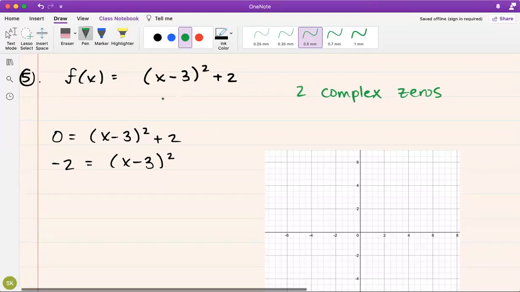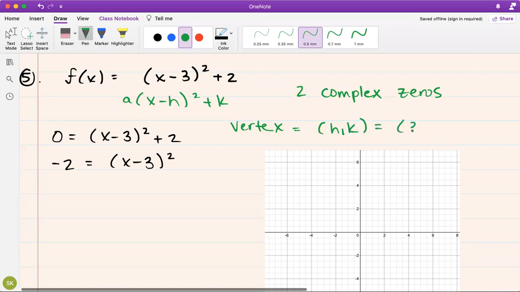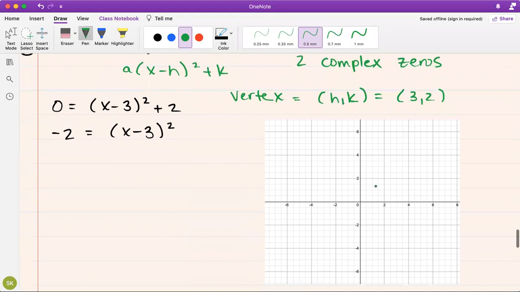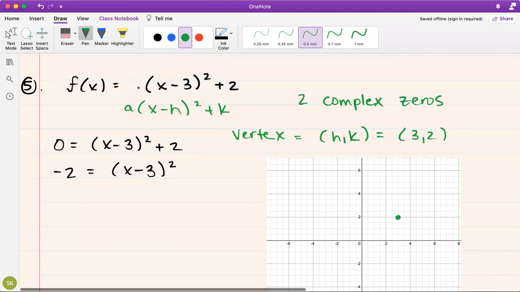Now we can graph this pretty quickly because this is in the form a times (x minus h) squared plus k. Here you can see that the vertex, which is h comma k, is equal to 3 comma 2. So let's go ahead and put a point at 3, 2 right here. We see that the a is 1, and that means the graph is pointing upwards. And we don't make this graph any skinnier or wider because a is 1. So it's just the normal parent function, x squared.